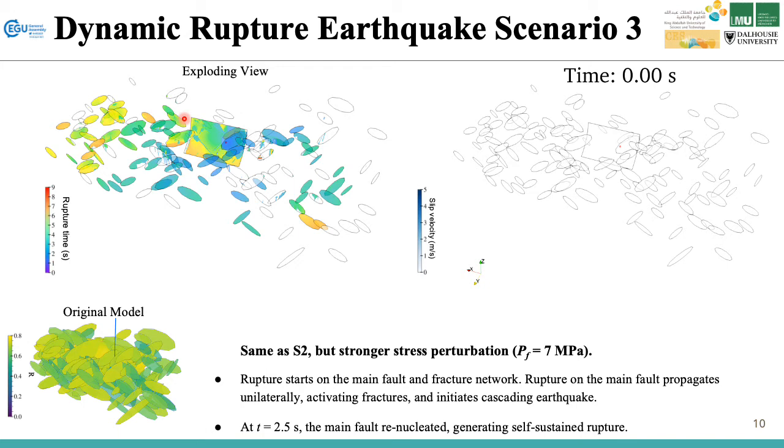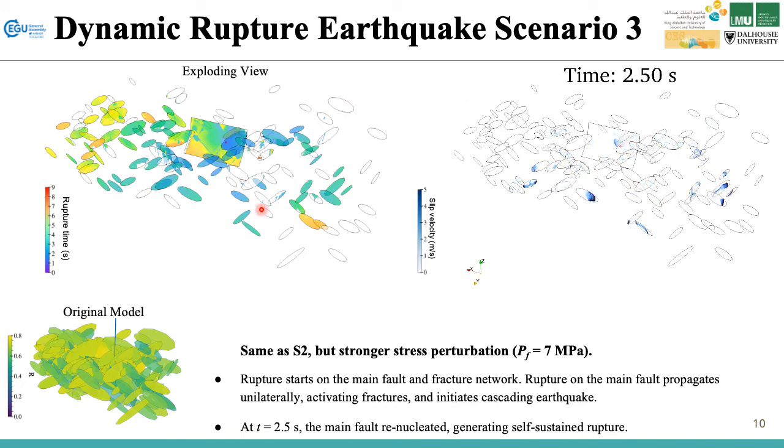Now in scenario number 3, the scenario is similar to the previous scenarios, but with stronger stress perturbation. Now from the exploding view of rupture time, we already can see an interesting rupture process on the main fault plane. Let me play the video. In scenario 3, the rupture starts on both the main fault and the fracture network. Unlike scenario number 1, the main fault propagates unilaterally to the right, activating the neighboring fractures and initiating cascading rupture on the right side of the figure.